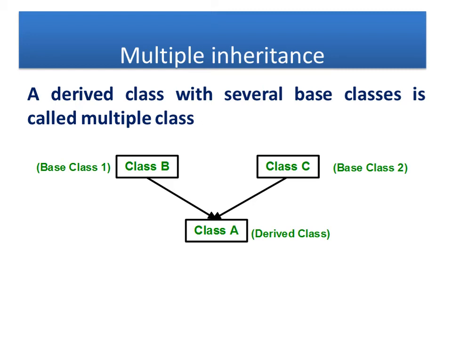See here I am having class B and class C. Those two are considered as base class 1 and base class 2. From these two base classes, class B and C, I'm creating a new class named class A. Let us see one example.